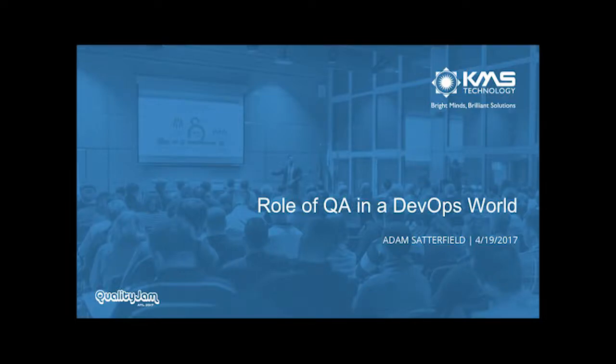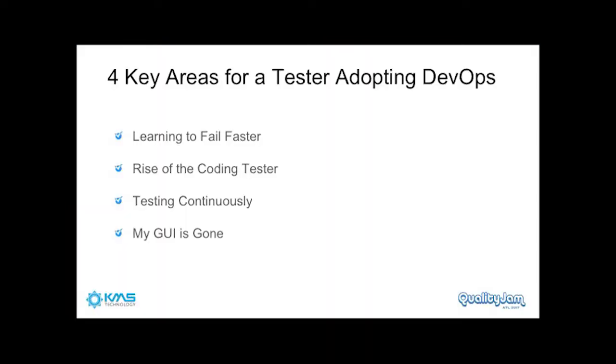4 key areas. We're going to talk a little bit about what it means to fail fast. We're going to talk about what a coding tester is, why that's important. Talk very briefly about testing continuously. What is testing continuously? Why is it important?